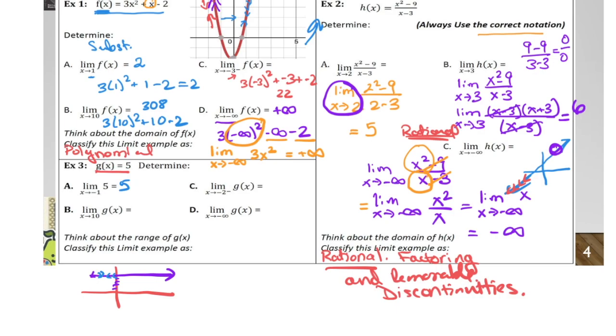For question B, I'm approaching x is 10. Well, the answer is 5. For question C, I'm approaching -2 from the left, and the answer is 5. And for question D, as you approach negative infinity, you are going to 5 again. So the range of g of x is 5, and we're going to classify this as an example of a constant.